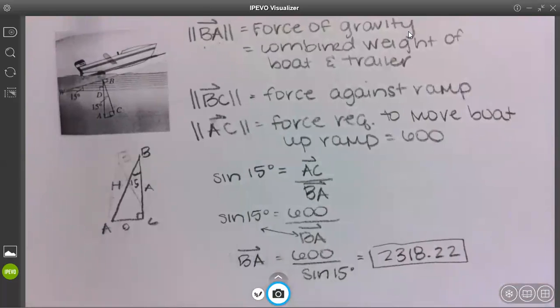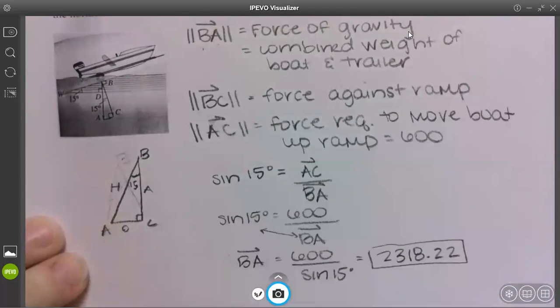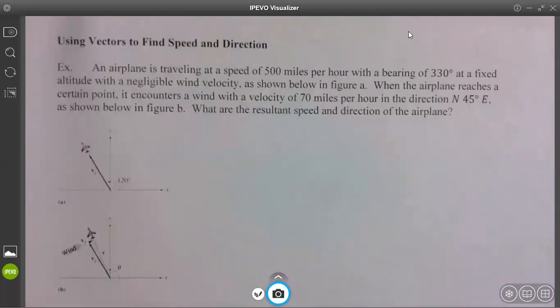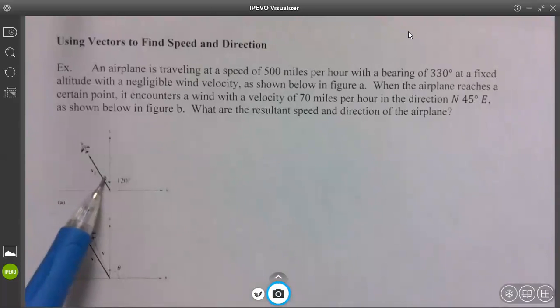Last one, and it's a fairly lengthy problem, but pretty simple. So again, last one. Yay. Using vectors to find speed and direction: an airplane is traveling at a speed of 500 miles per hour with a bearing of 330 degrees at a fixed altitude with a negligible wind velocity, as shown in figure A. So this is it right here.